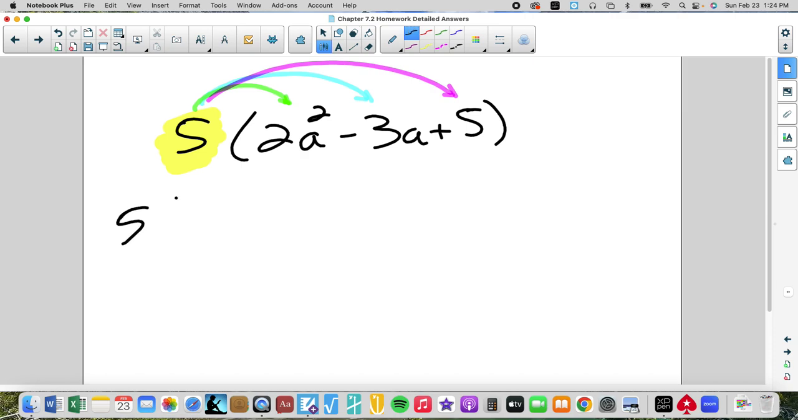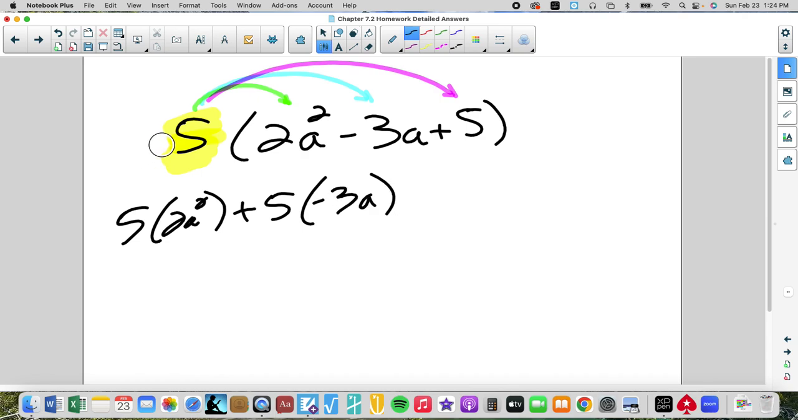So it looked like this, 5 times 2a squared plus 5. Why is this plus when this is negative? This is plus because this is a positive 5. This negative is attached to the negative 3a. So we will see that negative sign with the 3a. Very important for us to understand that concept. And then we have plus 5 times 5.